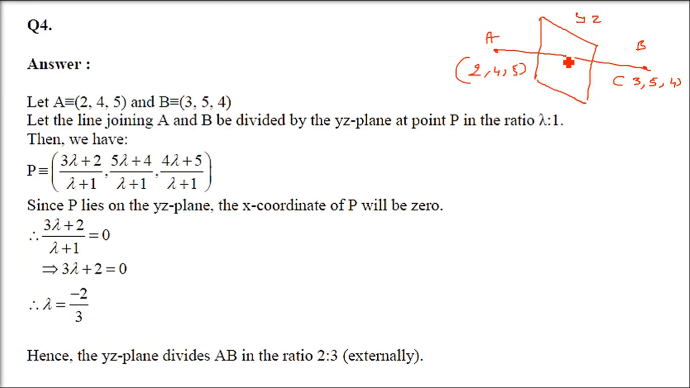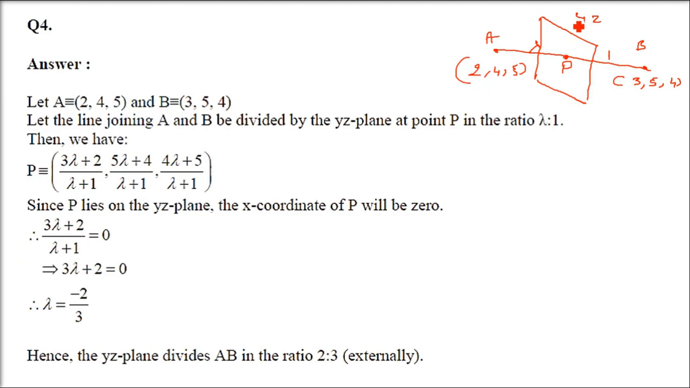We don't know, so we have to find it out. So this point, let us assume that it is internal. Let us say that this point is P. So AP by PB, what will it be? You know how to do this. Assume it to be lambda is to 1. If it is negative, it is external. If it is positive, it is internal. P is inside somewhere between A and B. So lambda is to 1, it is dividing.